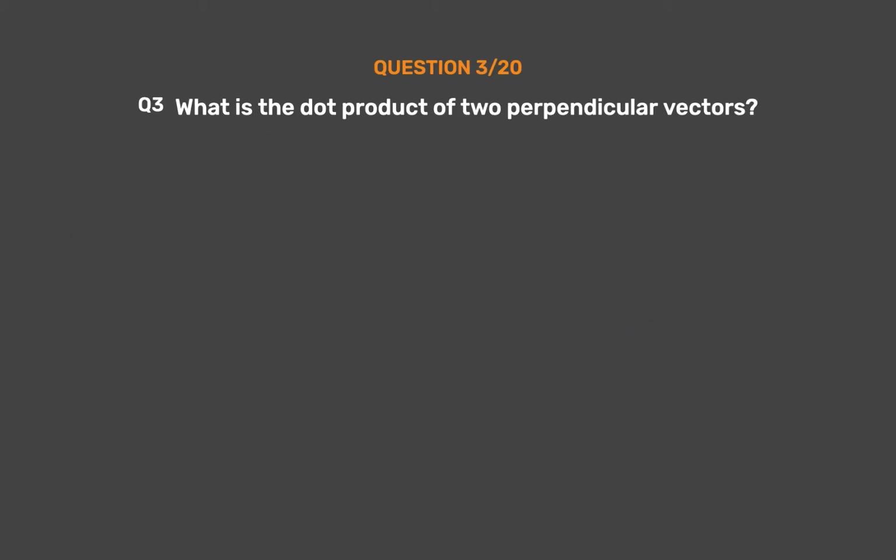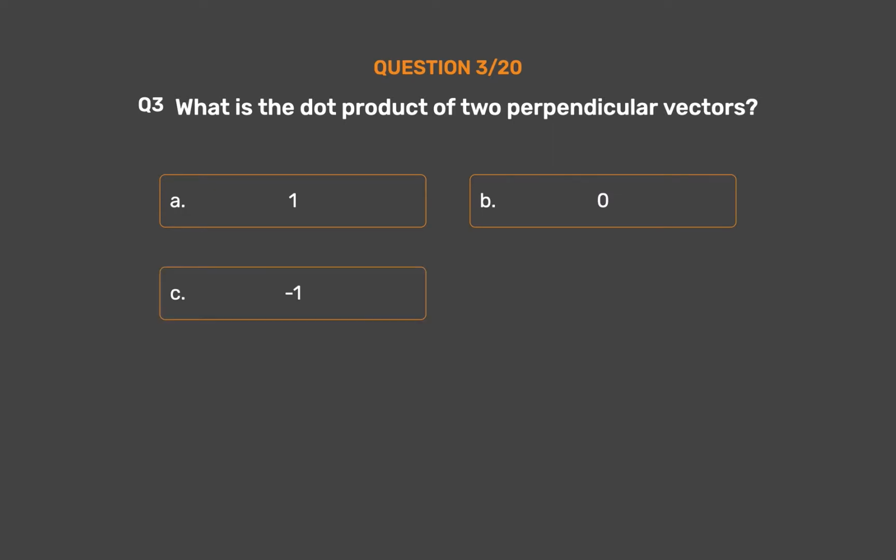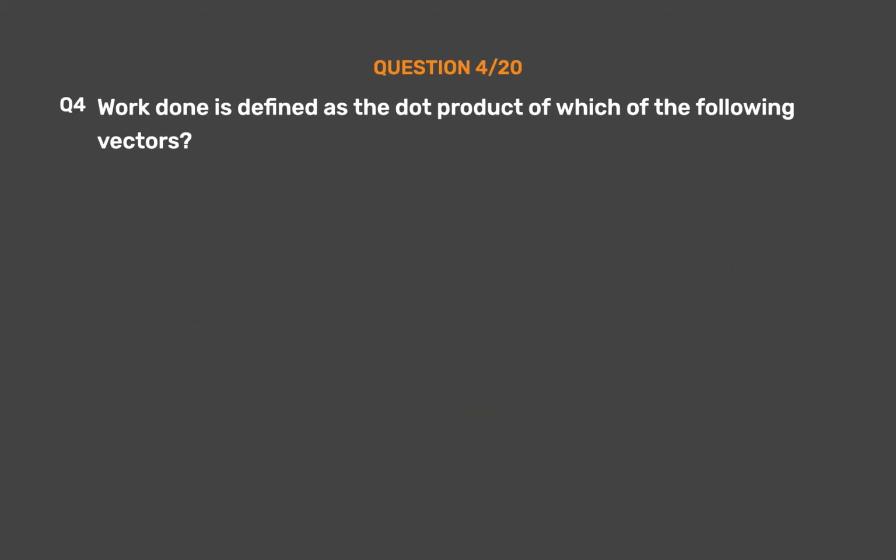Question number 3. What is the dot product of two perpendicular vectors? Option A. 1. Option B. 0. Option C. -1. Option D. Half. The correct answer is Option B. 0.